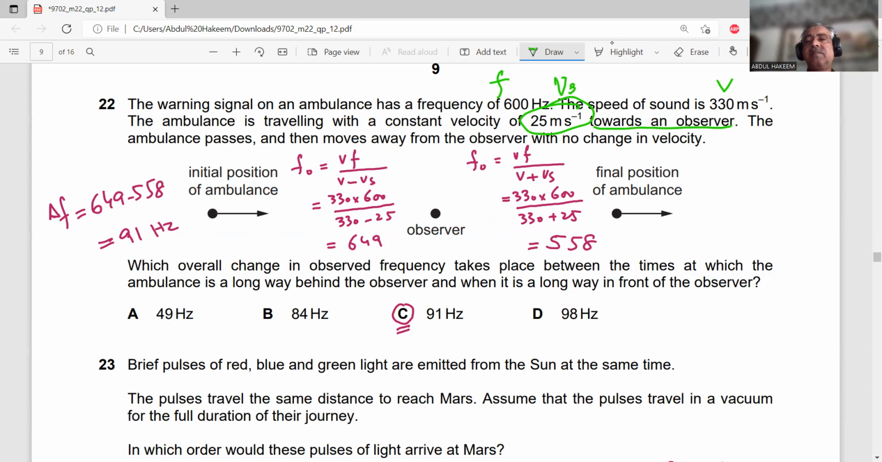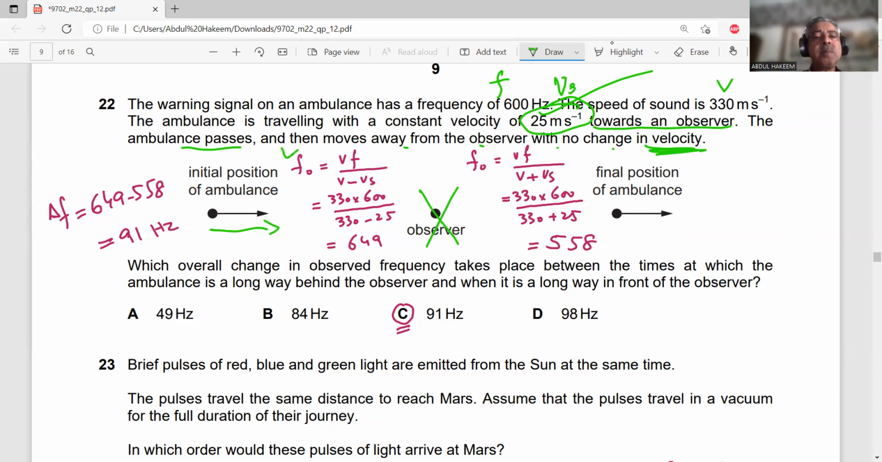Towards the observer, first the ambulance passes and then moves away from the observer with no change of velocity, meaning the velocity is constant. The question is, what overall change in observed frequency takes place between the time at which the ambulance is a long way behind the observer and when it is a long way in front of the observer? First, look, this is a fixed observer and the ambulance is moving towards the observer.